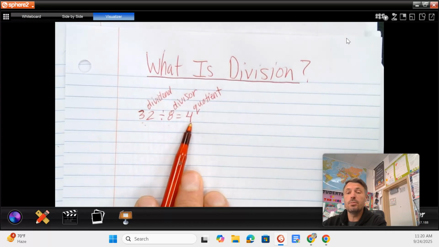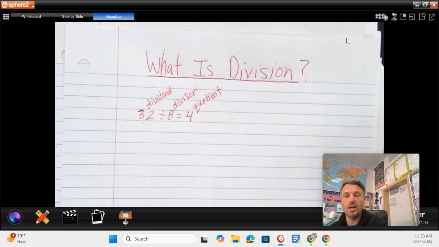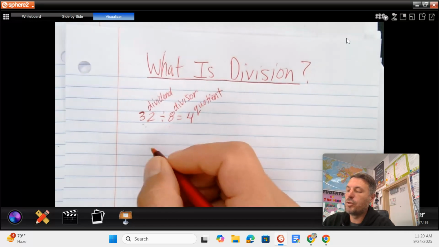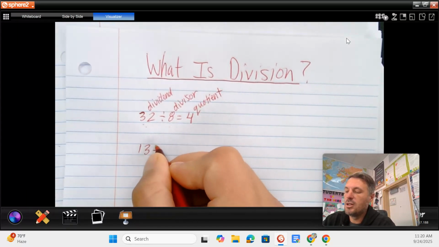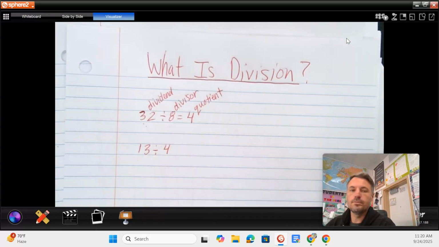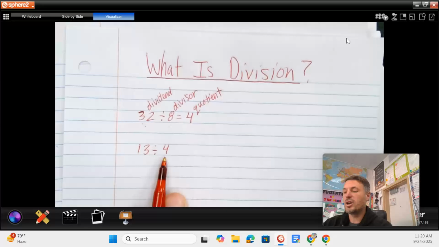Okay, so that's what division means. It's in the name. When you say the word division, it sounds like you're talking about dividing something up or separating something up. And that's what we're doing when we're dividing. We're separating something up into equal groups. So for a simpler example, let's look at 13 divided by 4. So this means you have 13 cookies and you're trying to separate them into equal groups of 4.